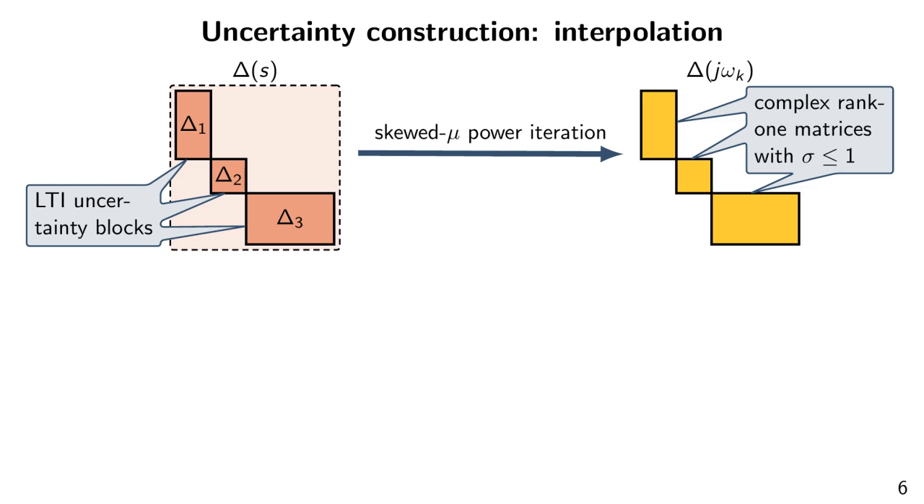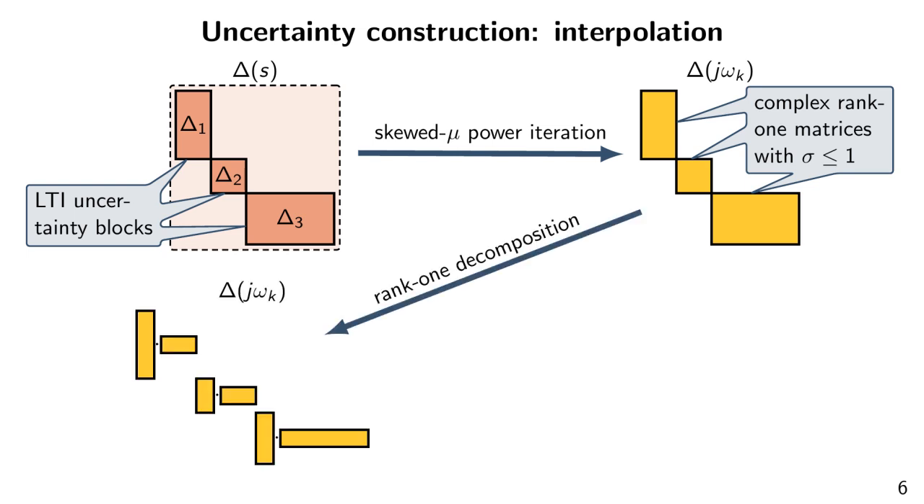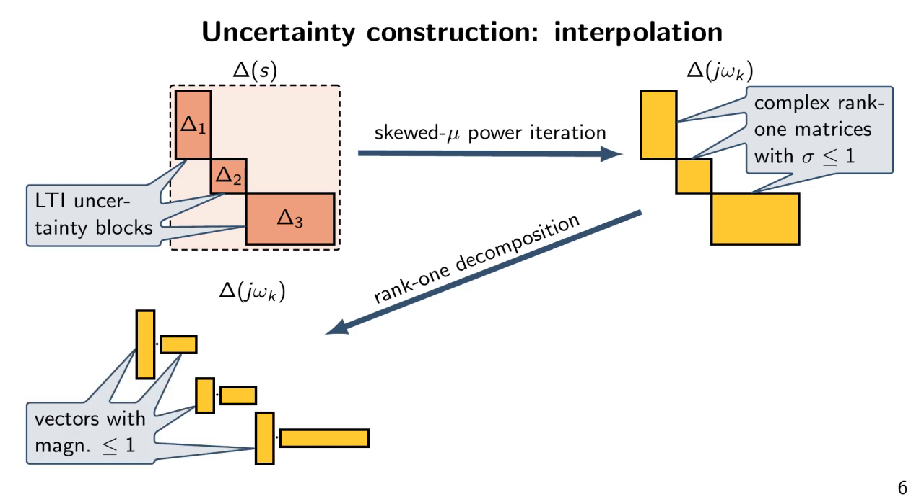Since the blocks of delta are norm-bounded by 1, the maximum singular value of the matrix blocks is less than 1. We use rank 1 decomposition to write the blocks as a product of 2 vectors, both with magnitude less than 1. At this point, we are ready to employ the boundary Nevanlinna-Pick interpolation. For each block, we have a number on the imaginary axis, j omega k, and a pair of vectors with magnitude less than 1. However, if we use the interpolation right away, the resulting system will have complex coefficients.